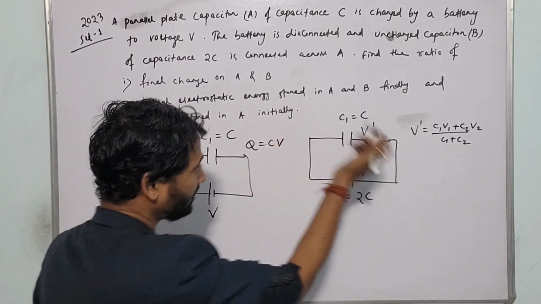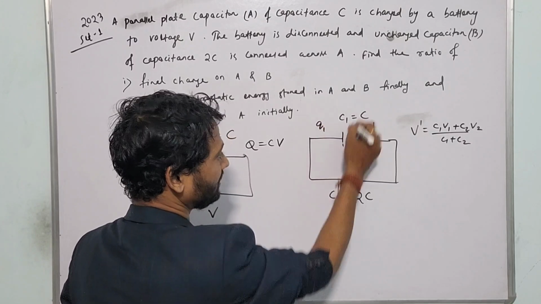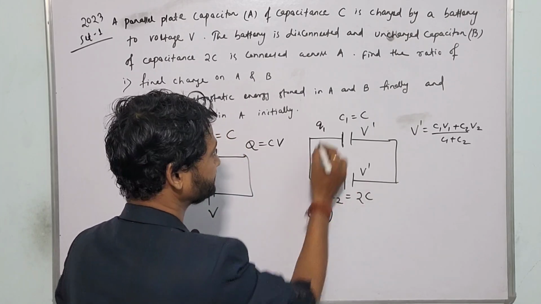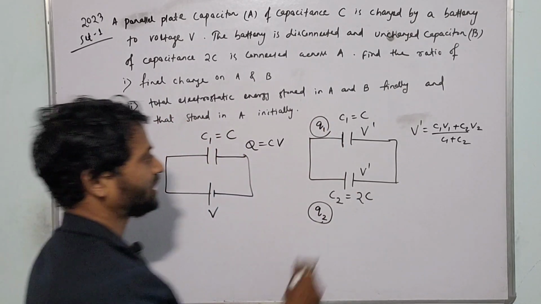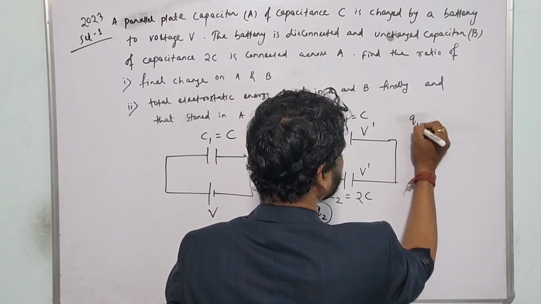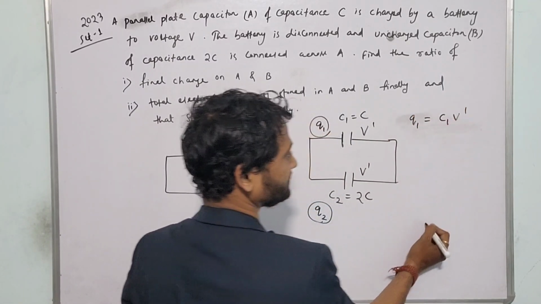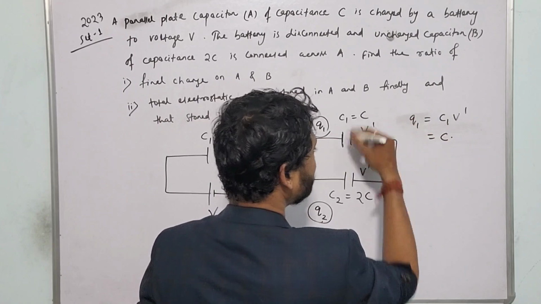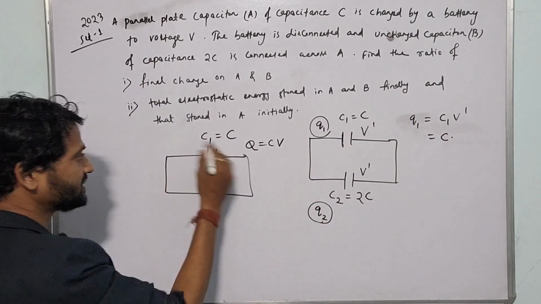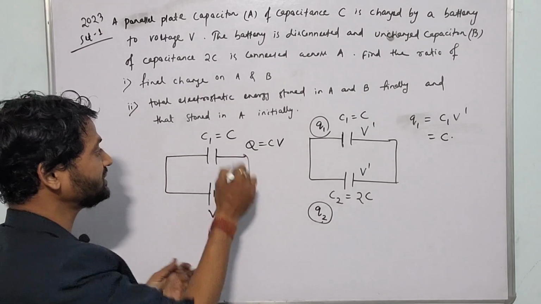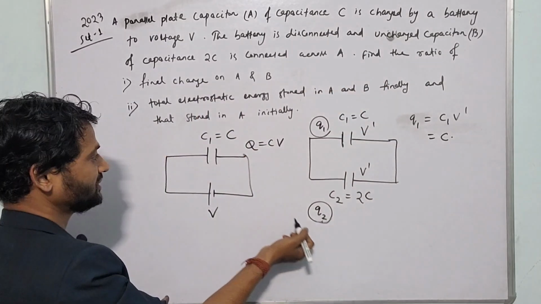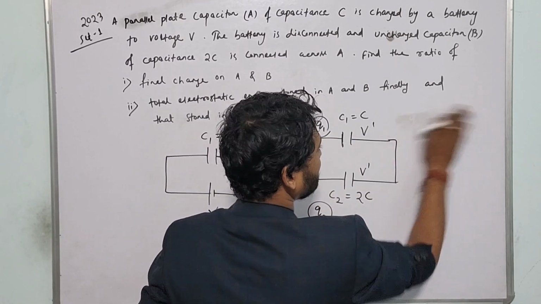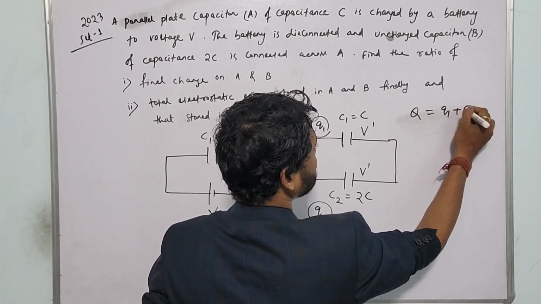ठीक है? So now let the final charge be Q1 of capacitor C1 and Q2 of capacitor C2. So now tell me what is Q1? Q1 is nothing but C1 into V dash. So that means C1 is C. V dash क्या है? इधर V dash. How do you find out V dash? V dash के लिए, as per the charge conservation, initial charge will be equal to final charge. Initial charge कितना है? Q. Final charge कितना है? Q1 plus Q2.